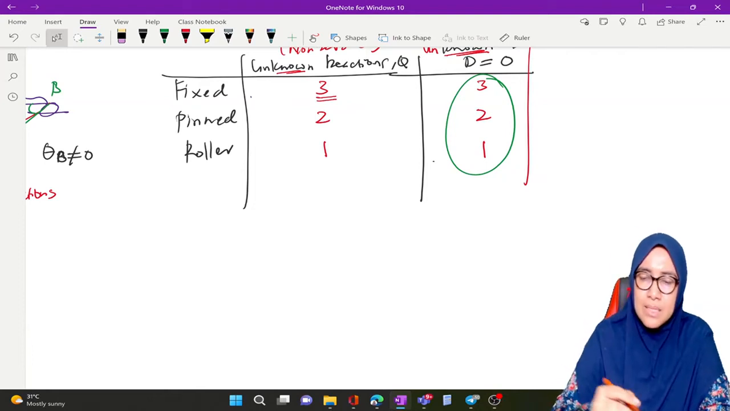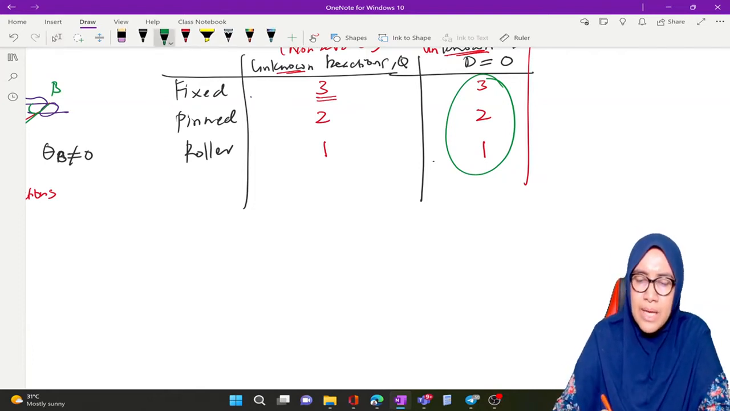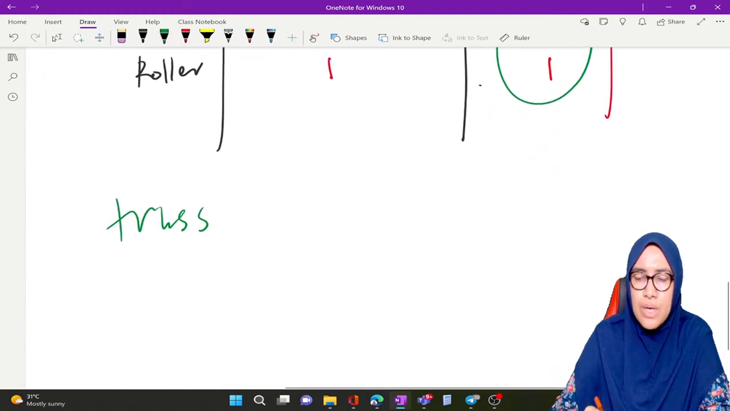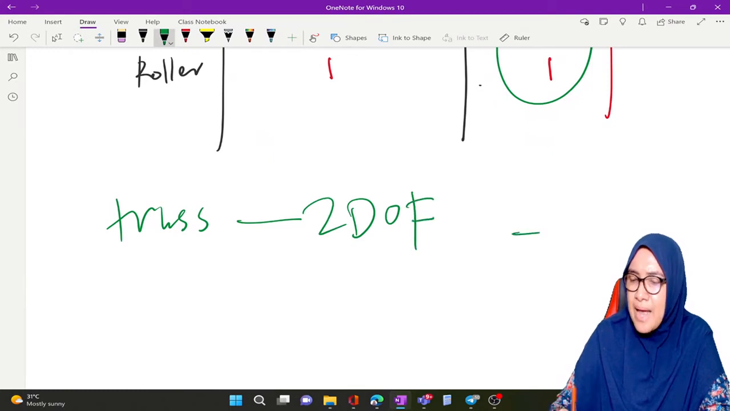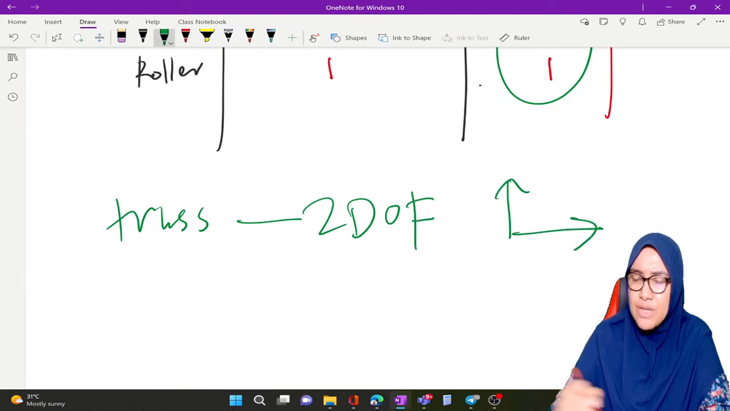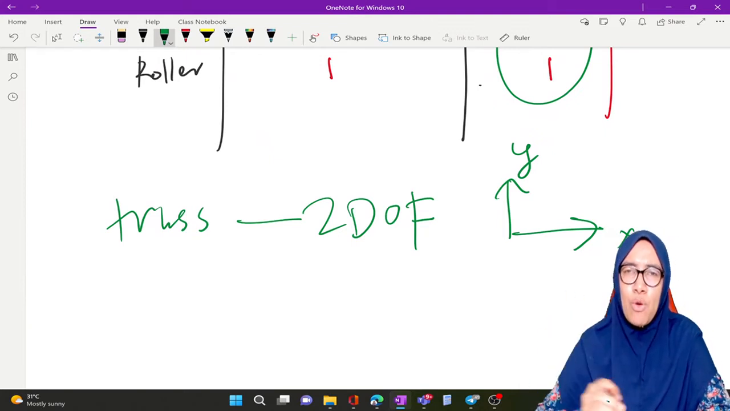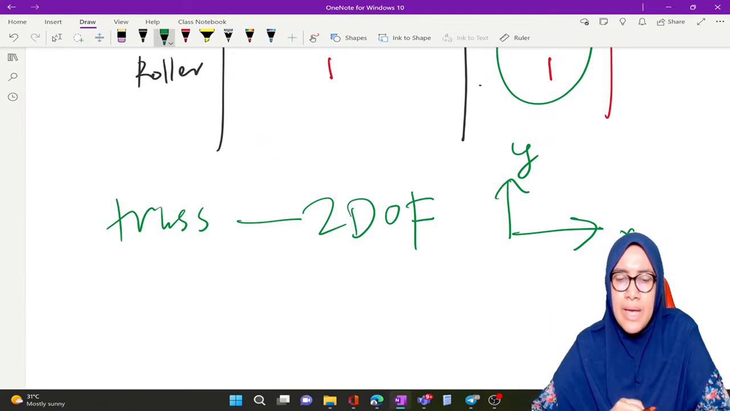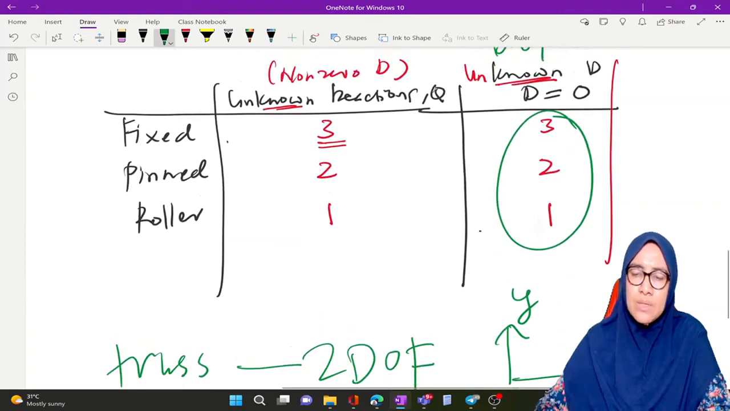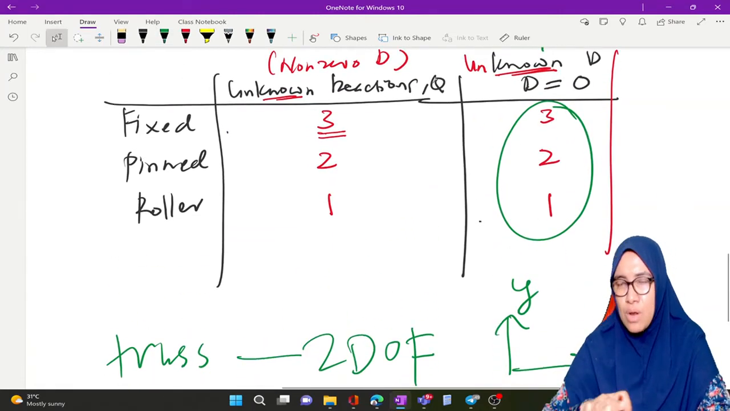So in truss, we only count 2 degrees of freedom, in X and in Y direction, because there is no moment. This is the concept for all.